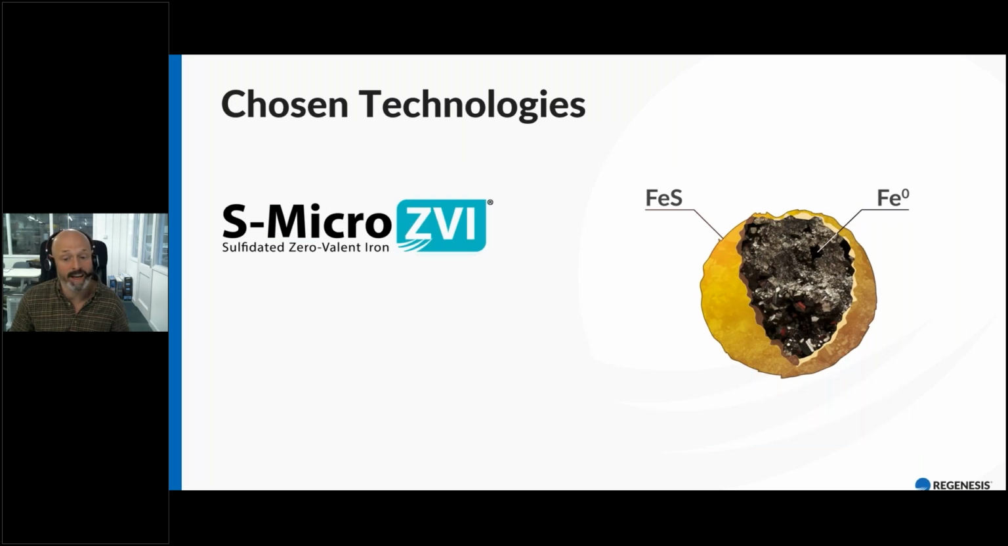REGENESIS' zero valent iron is S-MicroZVI. S is for sulfidated, and that means there is no passivation by water. It's got really good longevity, so again, no need to top up injections to take this remediation over the line. Micro, it's colloidal in its particle size, so just a few microns across for the particles. That means great in situ distribution, and again, that's going to work very well for the permeability at this site.